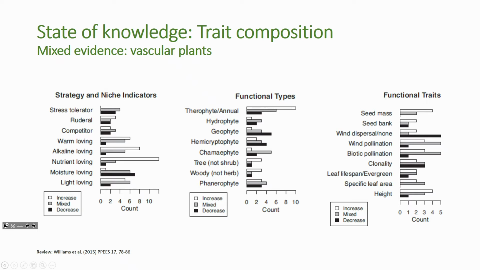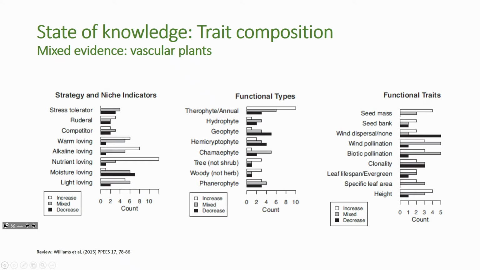The review was published by Nicholas Williams and colleagues in 2015. They had a look through the literature and looked at whether certain strategy types or niche indicators or functional types or functional groups tend to increase with urbanization, whether they tend to decrease with urbanization, or whether there is no clear pattern, so mixed evidence. And this is what you see with all these gray, white, and black bars here.